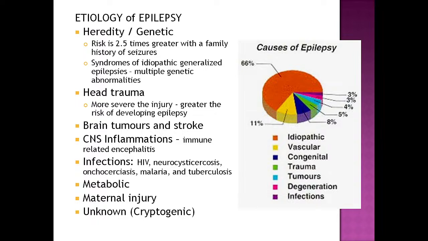Besides all these causes, a lot of epilepsy still cannot be associated with any particular cause. So that is called unknown etiology, or the previous term used was cryptogenic epilepsy.